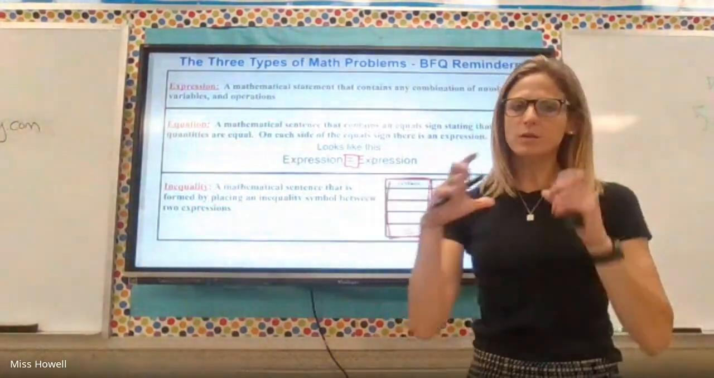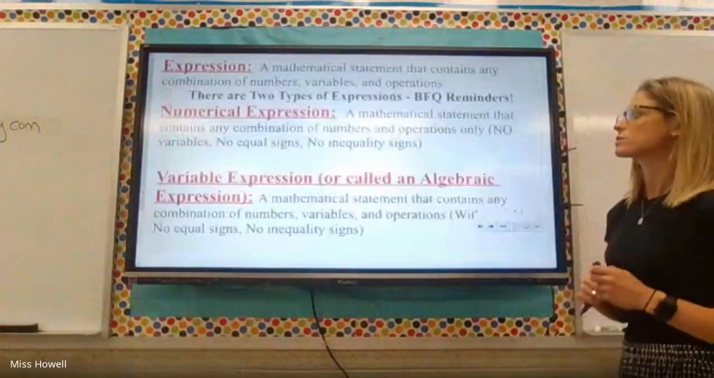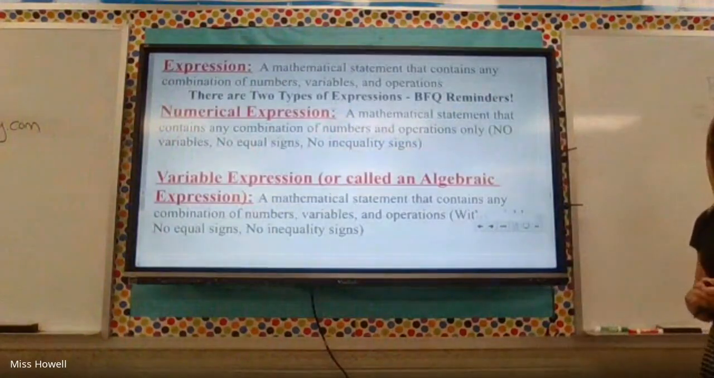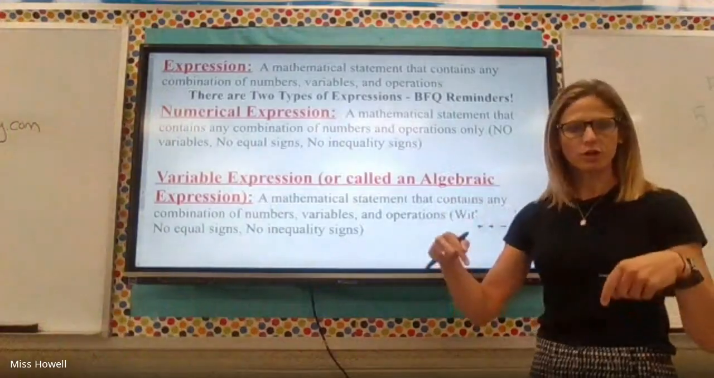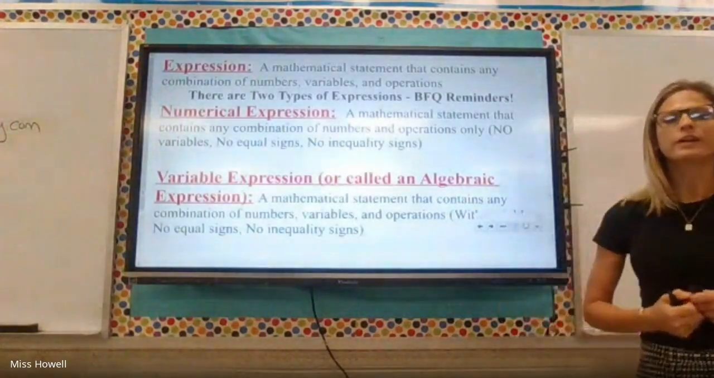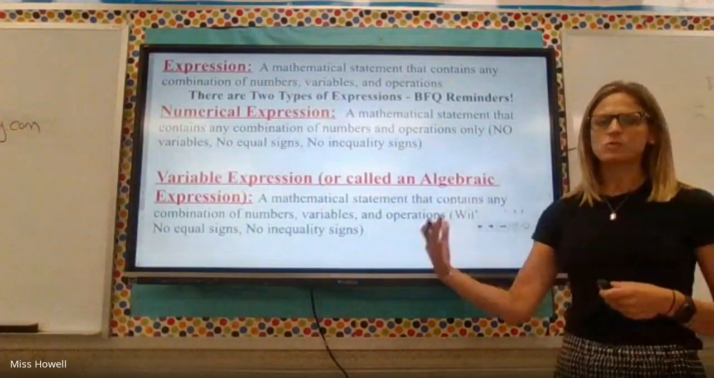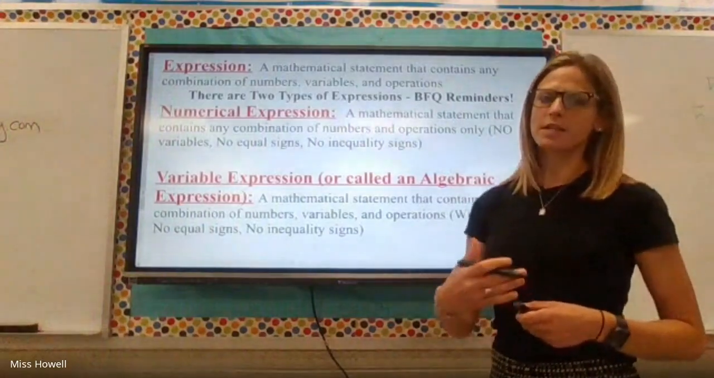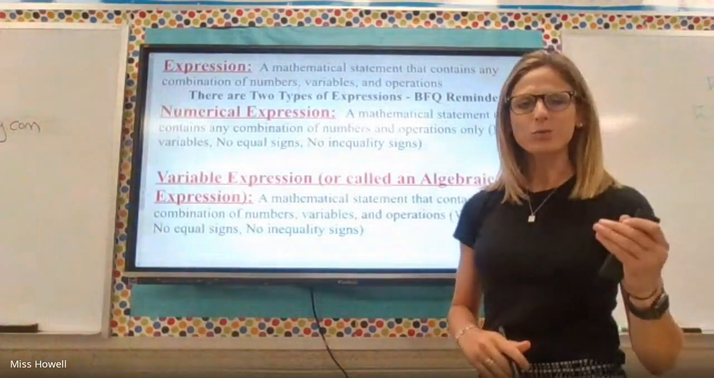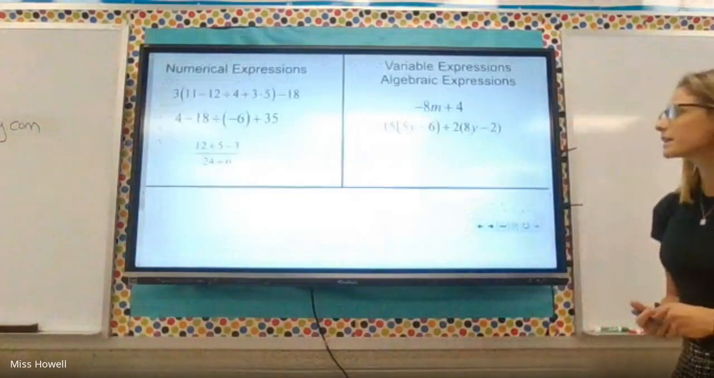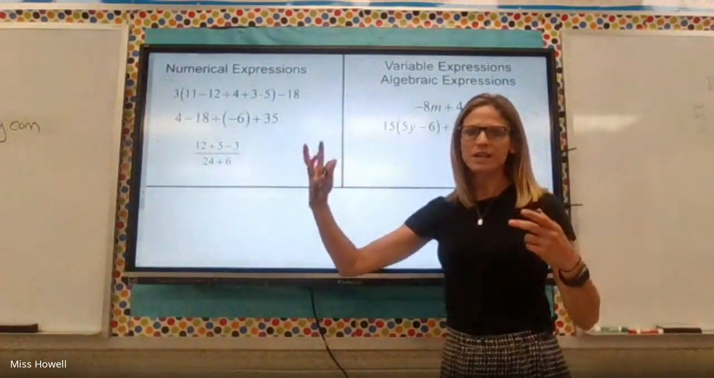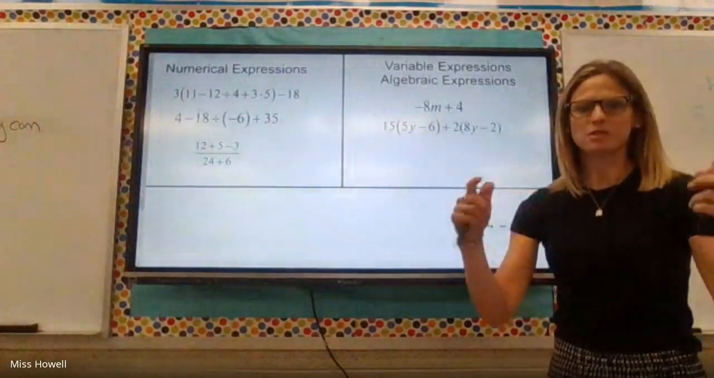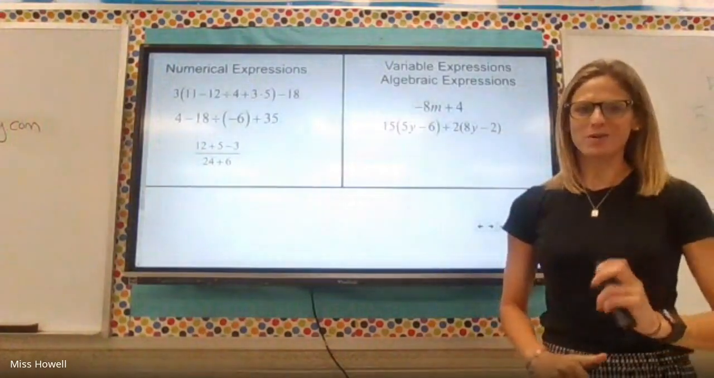More specifically, within that category of expressions, there are two different types. Numerical expressions, with just numbers and stuff to do with those numbers. That's what we're currently working on. And variable expressions, where there's at least one letter in the problem to represent a number. We haven't done anything yet with those types. So everything today is going to look something like this: numbers, and what do I do with those numbers? No equal signs, no inequality signs.